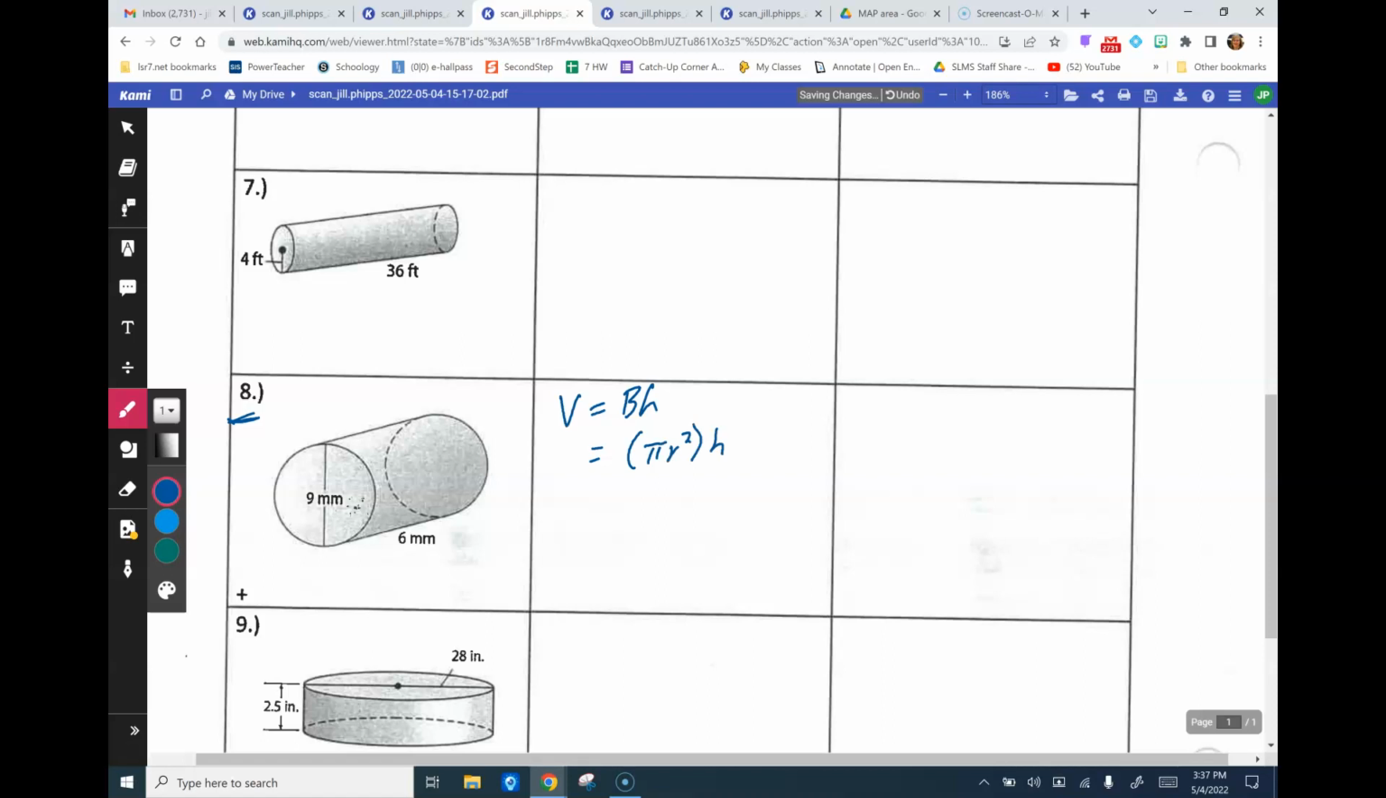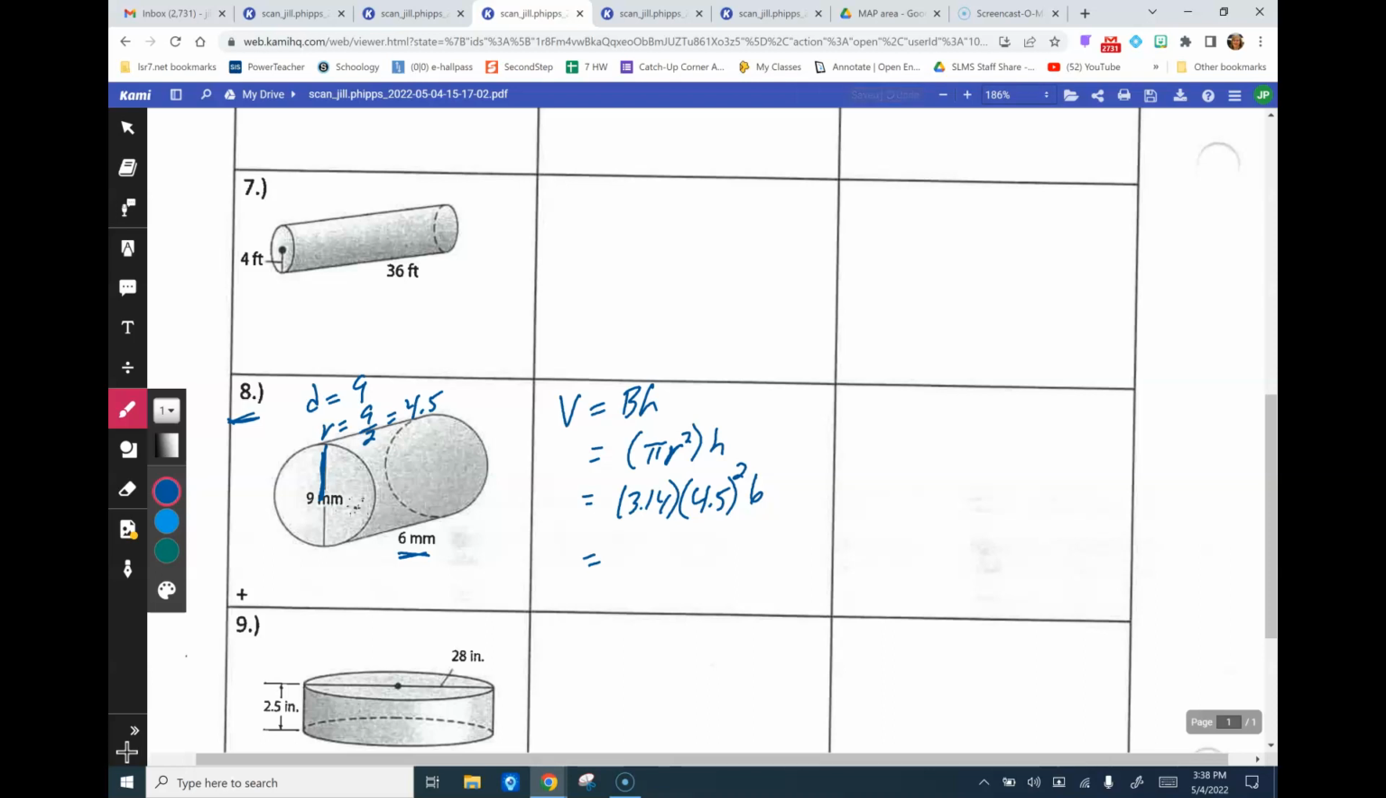Now with this one, notice we have an r squared, but do I know the radius? No, so I have to find it. The diameter is 9. How do I find the radius? I take 9 divided by 2, so I get 4.5. That's my radius. I'm going to use that a couple times. So I'm going to take pi, 3.14, times the radius, 4.5, squared, and then times the height of the cylinder. Okay? Now remember that's volume, so make sure that you put millimeters cubed. Use your calculator to plug that in and get that answer.